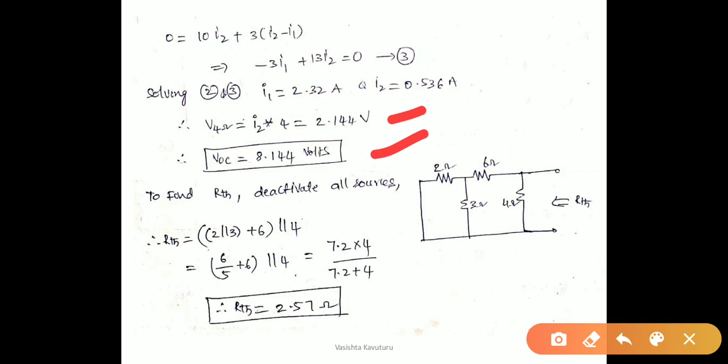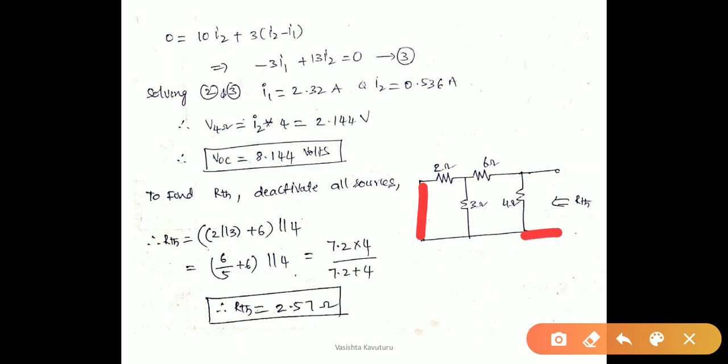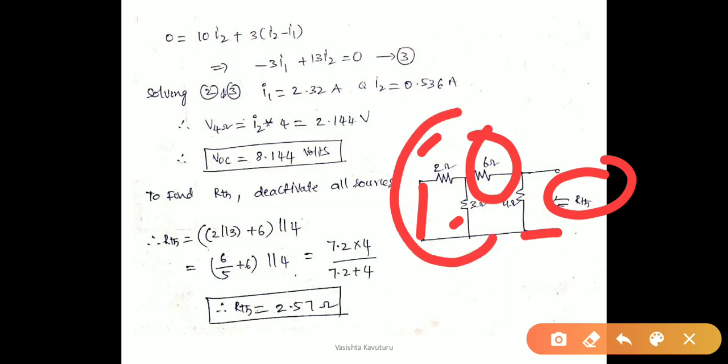Now to find RTH, the Thevenin resistance, we have to deactivate all the sources in the given network. We have two voltage sources, so we short circuit the two sources, and then find the RTH from the load end. Upon observing this circuit, 2 ohms and 3 ohms are in parallel, and the equivalent resistance is in series with 6 ohms, and this entire combination is in parallel with 4 ohms. Upon simplifying this, we get the Thevenin resistance as 2.57 ohms.